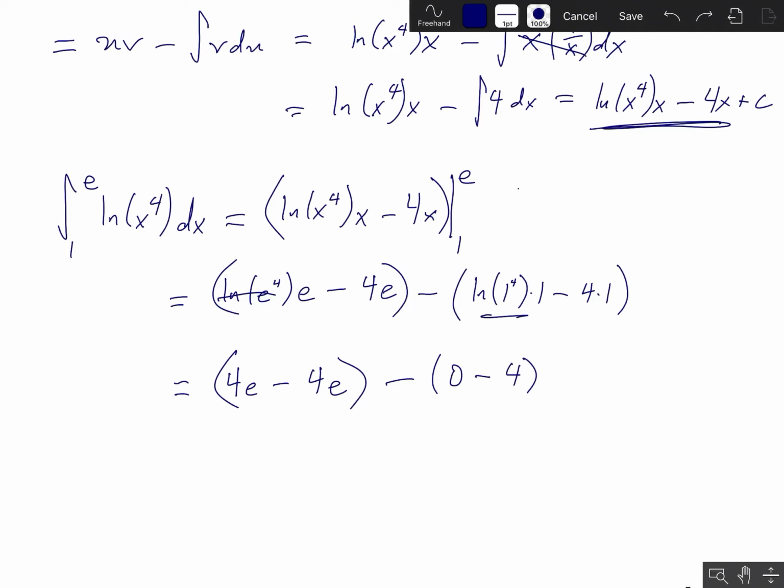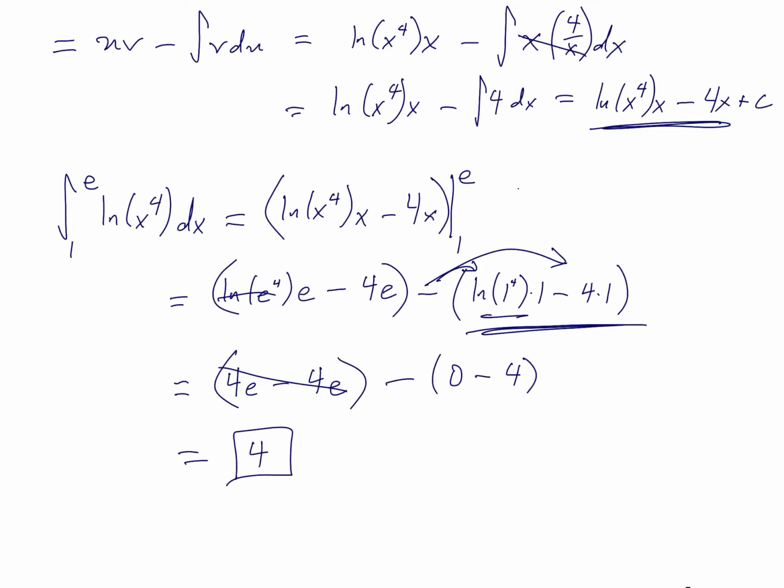Now do be a little bit careful. This minus sign in the middle, whenever you're doing your evaluation step, applies to everything that follows. So this minus sign applies not only to this 0, but also to the minus 4 here. In other words, you need to distribute this minus sign to the entire evaluation at the lower bound. But here we have a 4e minus 4e, so those cancel. We have a minus 0 and also a minus negative 4, so that would be a positive 4 altogether. So the answer here is actually just 4.